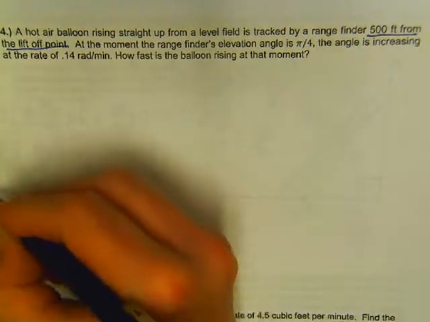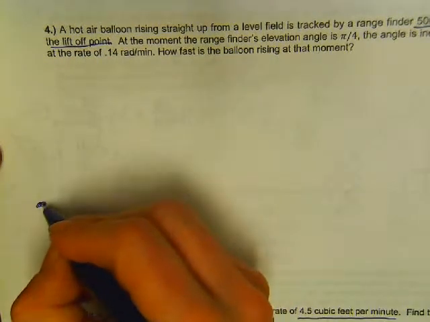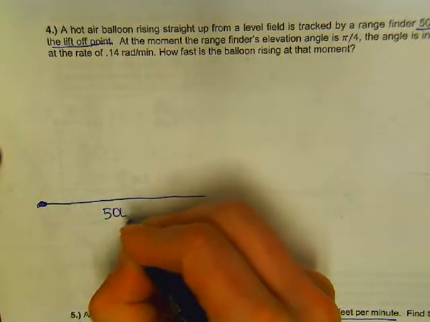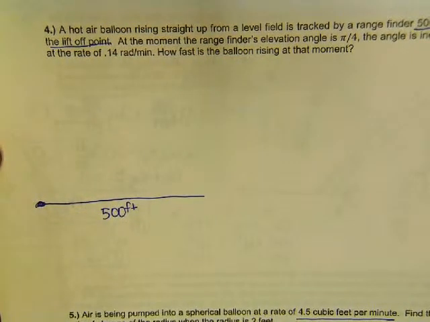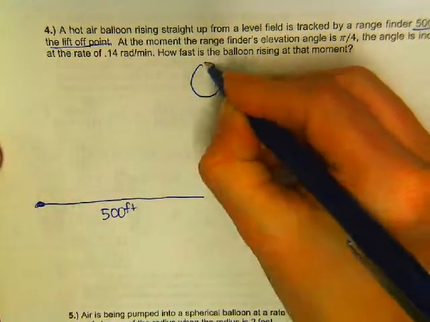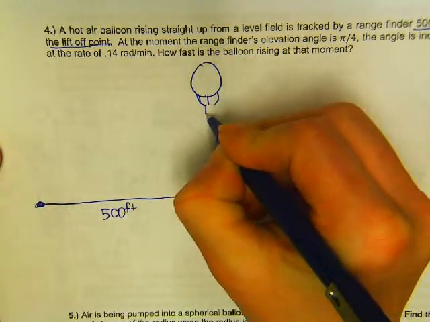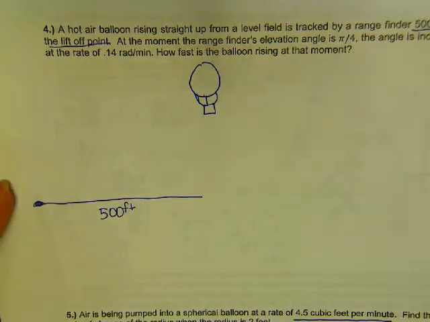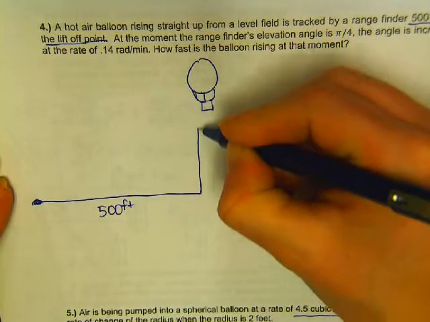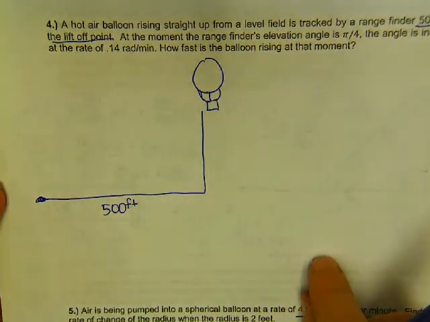So here is the liftoff point. 500 feet this way is where this tracker is spotting the balloon. So the balloon is up here. Balloon, hot air balloon. What does that look like? I don't know. Shoot. There it is. Move it over a little. That's a terrible picture. Alright.